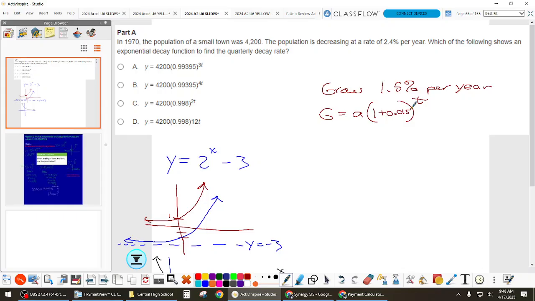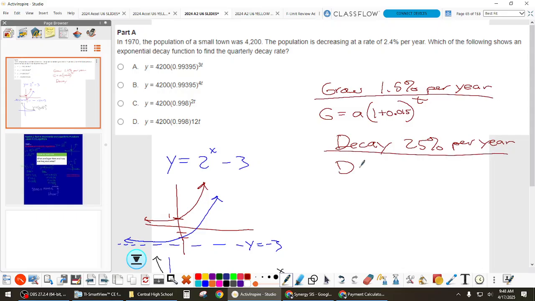Okay. And then if we were decaying, let's do an easy one just to save some time. Let's do 25% per year. How would that look? 1 minus 0.25 in this case, which is just 0.75. Okay. That's if it's not compounding. We could use this for money if it's not compounding, but that's just not really a thing.